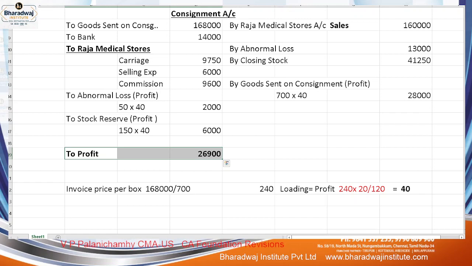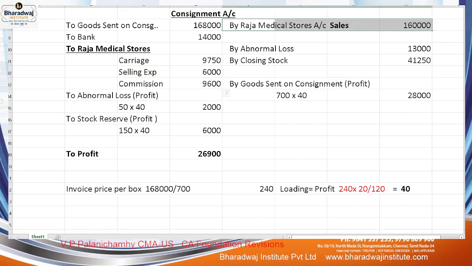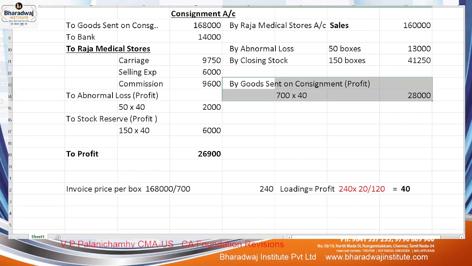Goods sent on consignment. This 1,68,000, is it cost price or invoice price? Invoice price, 1,68,000, to bank. Consignor's expenses how much? 14,000. Consignee's expenses, what are the expenses? Carriage, selling expenses, commission, 6% on sales. By sales, that is consignee sales, 1,60,000. Abnormal loss we valued, how many boxes? 50 boxes. Closing stock also we valued, how many boxes? 150 boxes. We have to eliminate the profit on the opposite side.